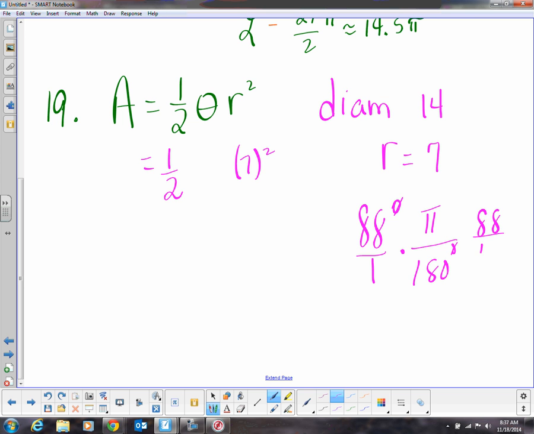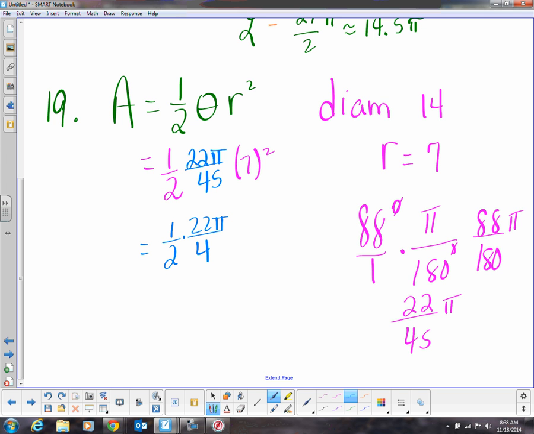So you have 88 over 180 pi. Now, 4 goes into 88, and 4 goes into 180. So that's how it reduced. So this is going to be 22 pi over 45. Now, this is going to be 1/2 times 22 pi over 45 times 49 over 1. I don't like big numbers. 2 divides 22 11 times. You don't have to do that. You can multiply and simplify later.